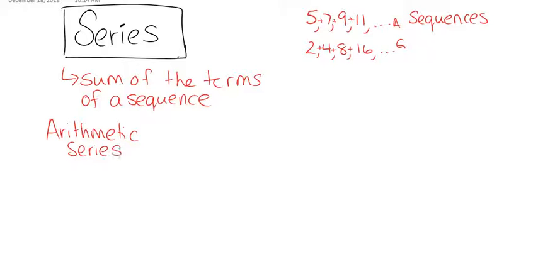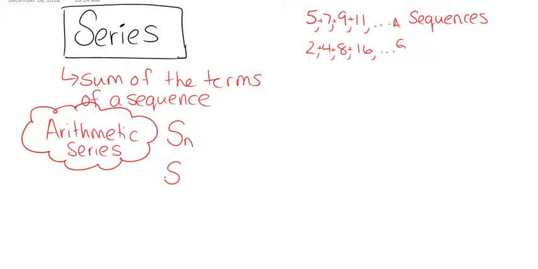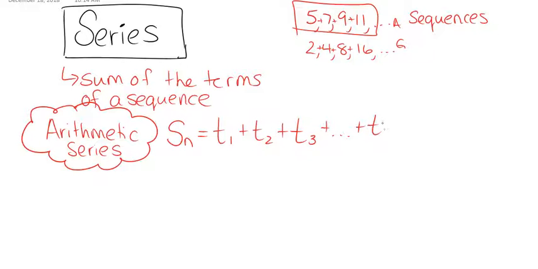Arithmetic series is when we take the sum of an arithmetic sequence. We use the notation Sn to represent the sum of n terms. If I said S60, that would be the sum of the first 60 terms. If I said S4, that would be 5 plus 7 plus 9 plus 11. It's the first term plus the second term plus the third term, all the way till the nth term.